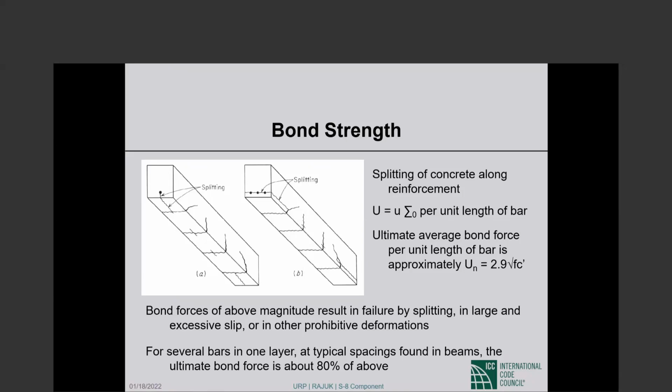For several bars in one layer, instead of the one bar as in the last picture, for several bars in one layer, at typical spacing found in beams, the ultimate bond force is about 80% of above. So with closely spaced reinforcement, the splitting can start at 80% of this value of 2.9 square root of f sub c prime. This is all very, very important stuff, and the basis always is experimentation, pretty thorough, systematic investigation.